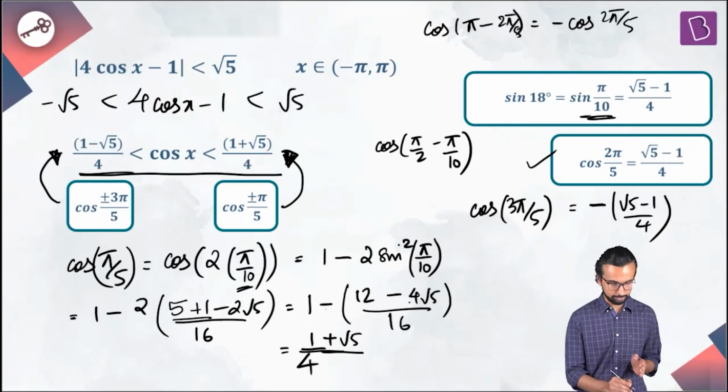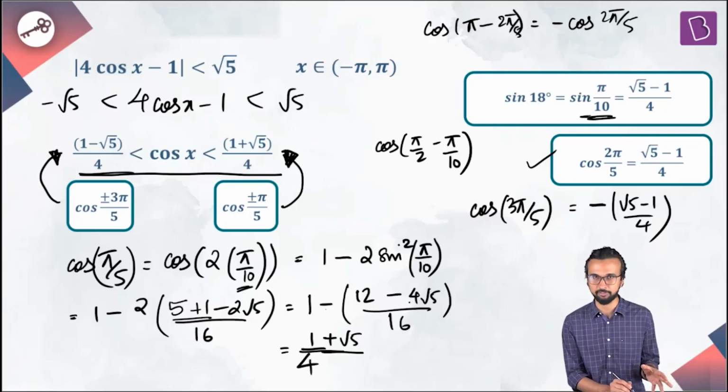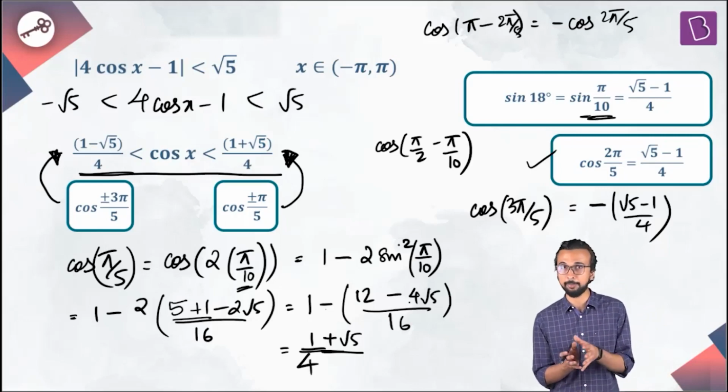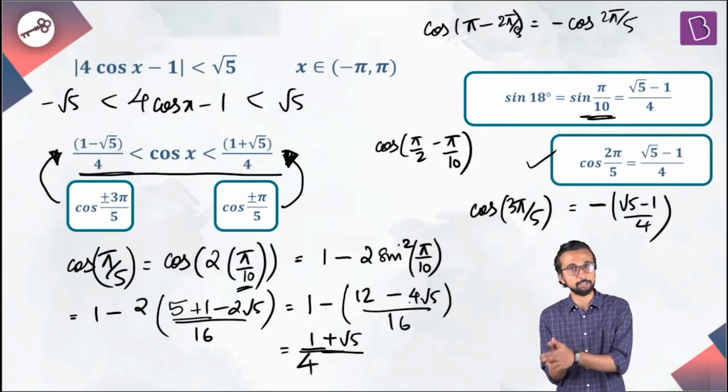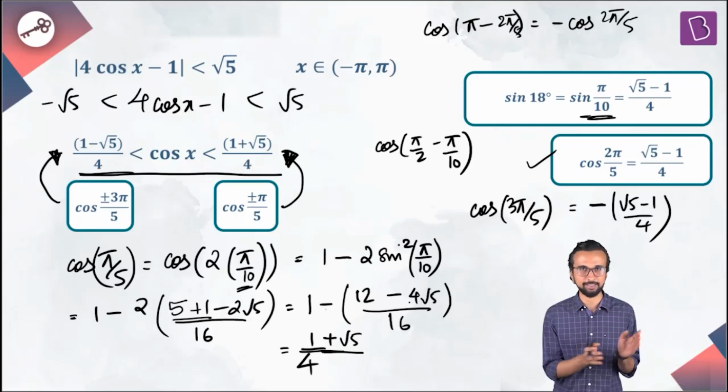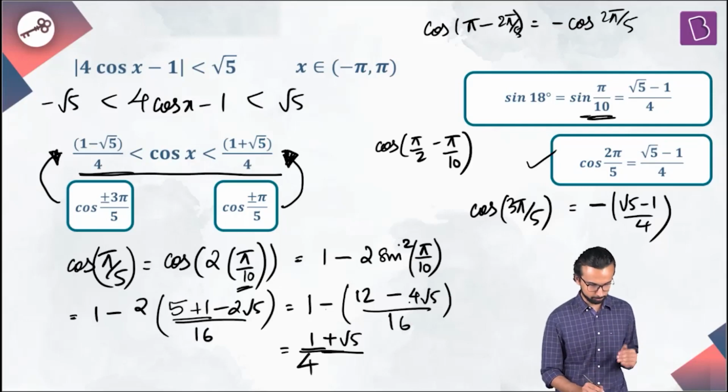You must have also noticed I wrote it as cos of plus or minus 3π/5 and cos of plus or minus π/5. Cos θ and cos minus θ are the same thing. That's the logic here. Alright, let's move ahead.